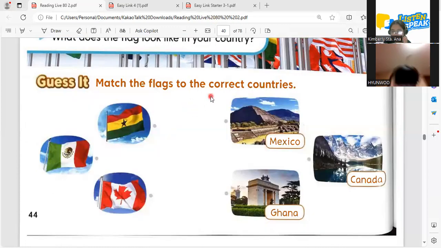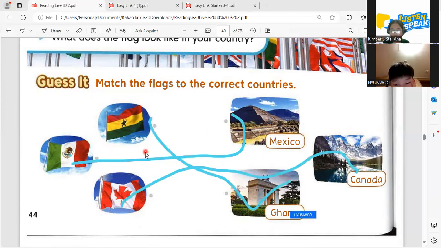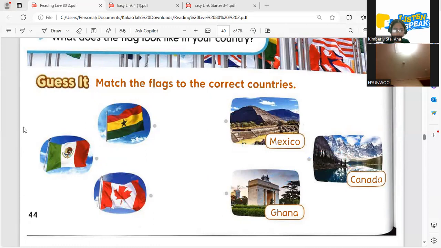Now it's time to answer this one, Hyeonwoo. I need your help. Please match these pictures to the correct flags. Okay, that is Mexico, Canada, and Ghana. That's correct. Thank you very much, Hyeonwoo.